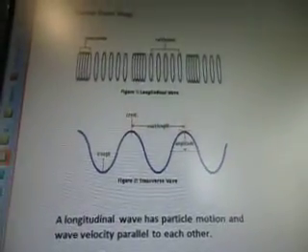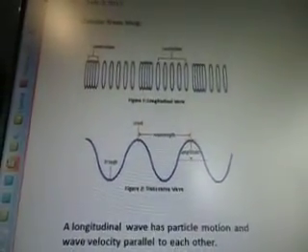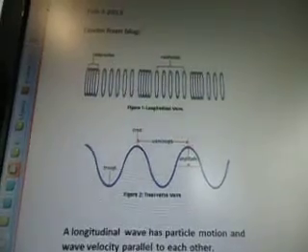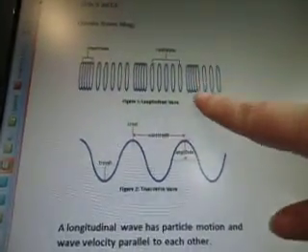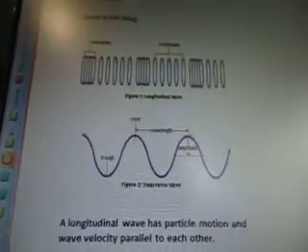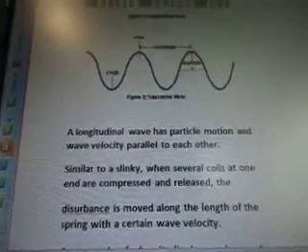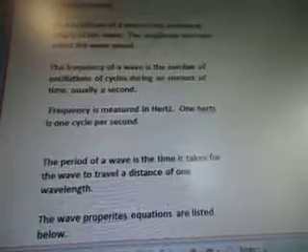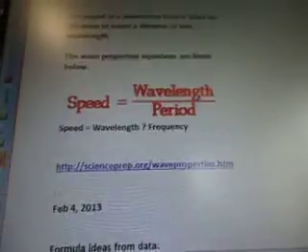So here we have a diagram of a transverse wave. It says compression, rarefaction. Longitudinal wave is here, and this is a transverse wave. So the trough, the crest, the wavelength, and the amplitude. A longitudinal wave, so this is a quote from a blog.